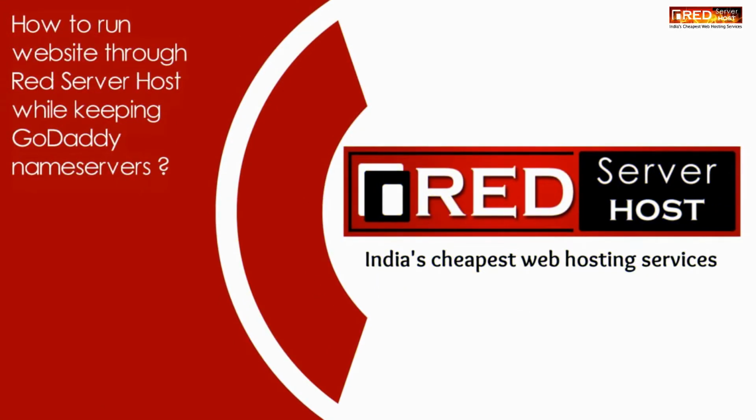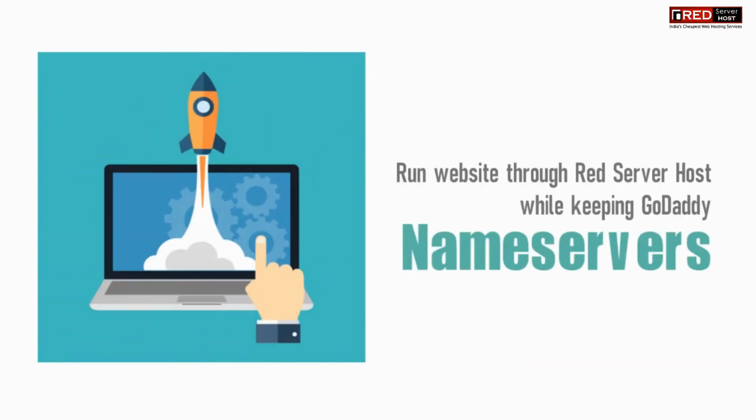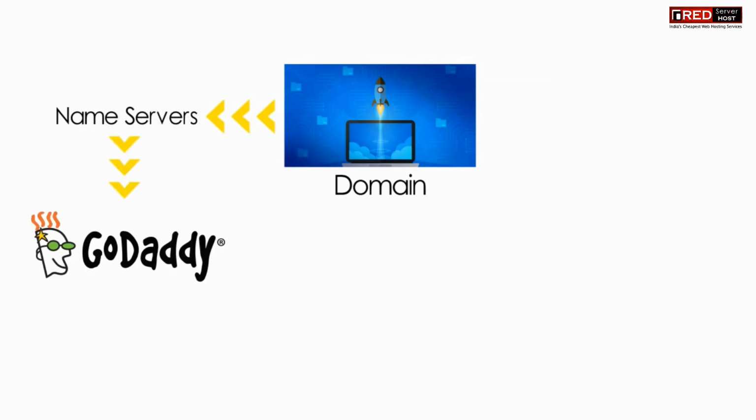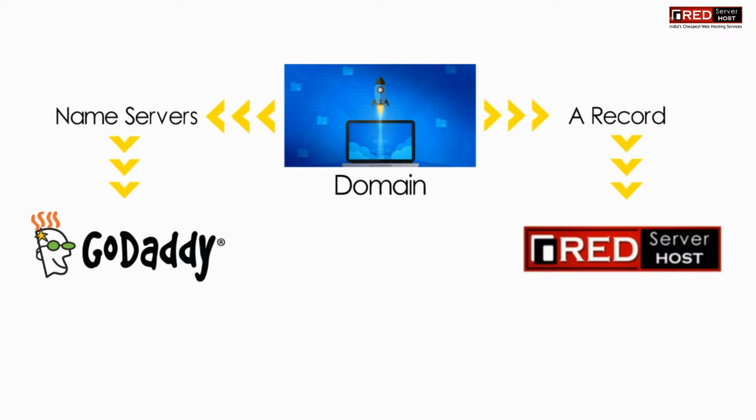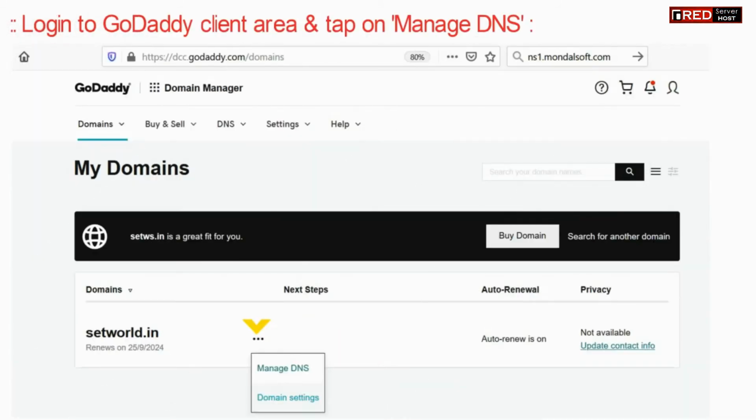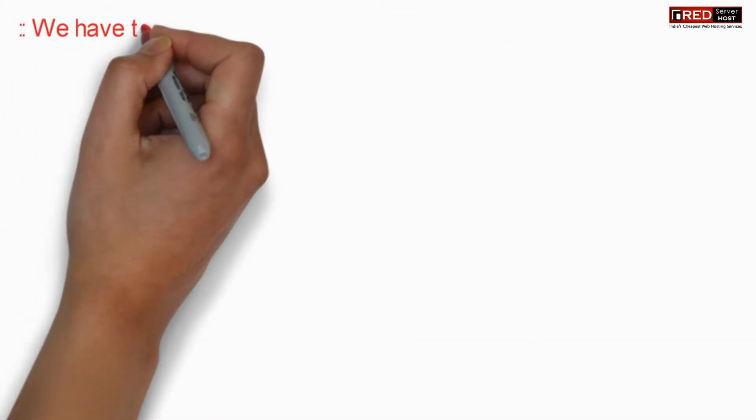Today in this video we will learn about how to run websites through Redserverhost while keeping GoDaddy name servers. If you want to run your domain name from the name servers of GoDaddy, whereas you would like to point A record towards Redserverhost, that means you will use the name servers of GoDaddy and simply point your website towards Redserverhost. For that, log into GoDaddy panel and then go to Manage DNS section.